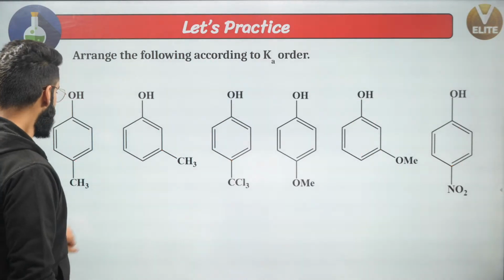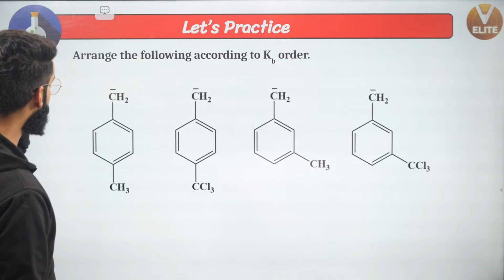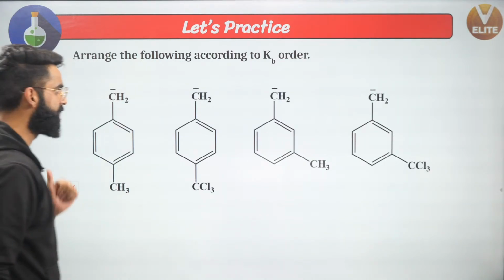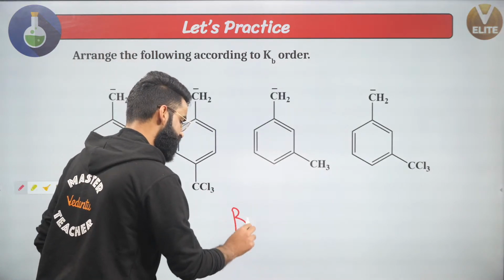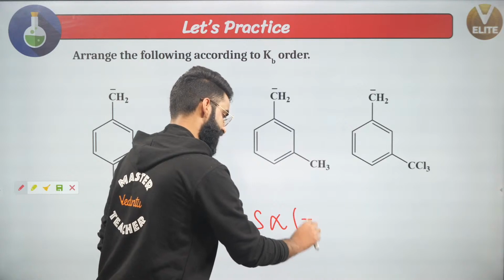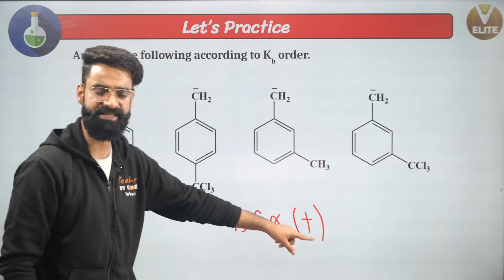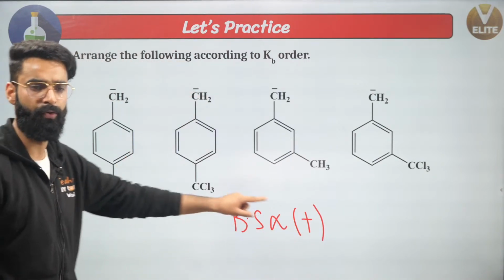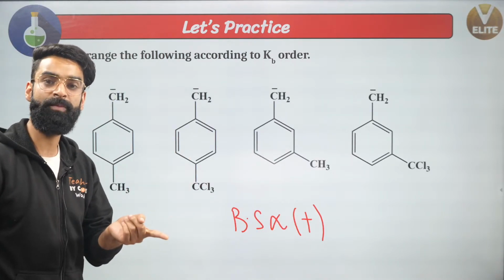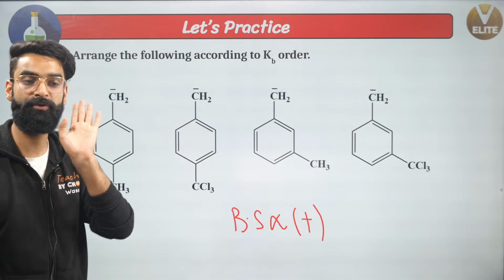Wonderful. Let's see if we have more questions or not. Yeah, we have got one more question. Arrange the following according to KB order. We have to talk about the basic strength. Remember, first thing, basic strength is directly proportional to what? It's directly proportional to plus effect. More the plus effect, more the basic strength. And we already know mesomeric dominates over hyperconjugation, hyperconjugation dominates over inductive.